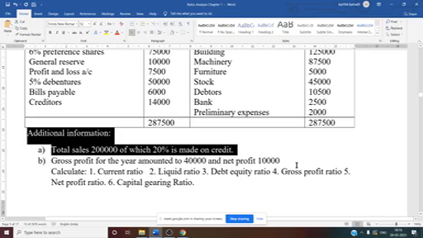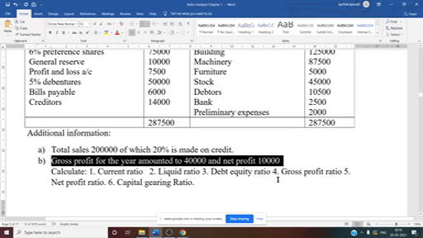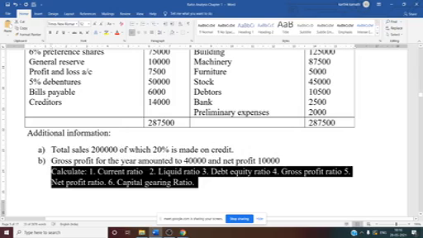Next thing is about gross profit. Gross profit is mentioned. So gross profit amounted to 40,000 directly given in the question. Next, net profit. Net profit is also given in the question, that is 10,000. You are required now to calculate following ratio. One by one ratios you need to calculate. First one, current ratio you need to calculate. Second one, liquid ratio. Third one, debt equity ratio.